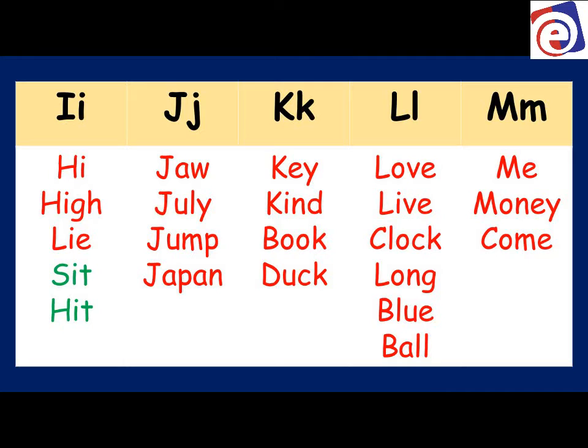J, ja. Jaw, July, jump, Japan. K, ka. Key, kind, book, duck. L, love, live, clock, long, blue, ball. M, me, money, come. Okay, now look at page 13, letter H, practice the letters.